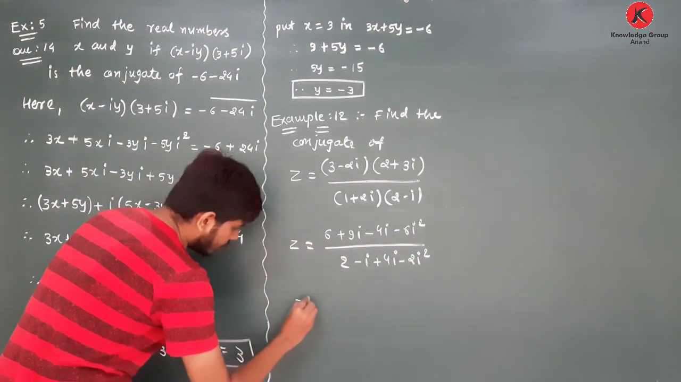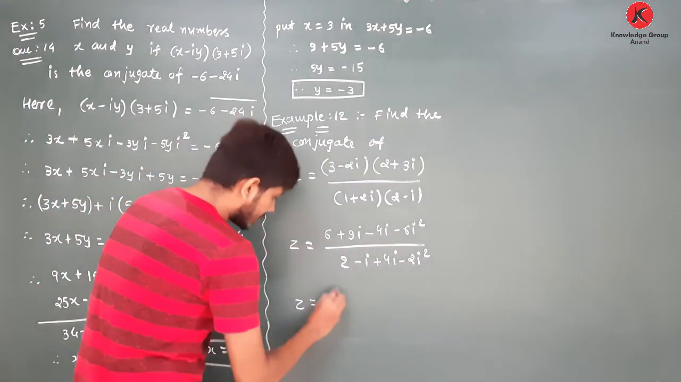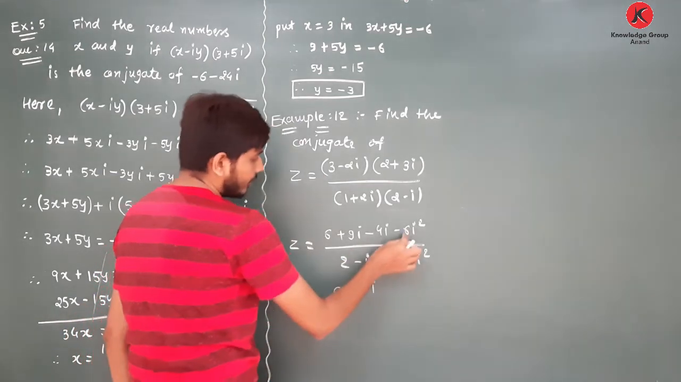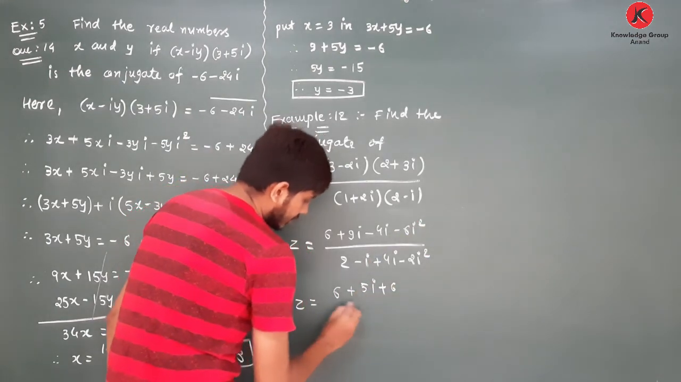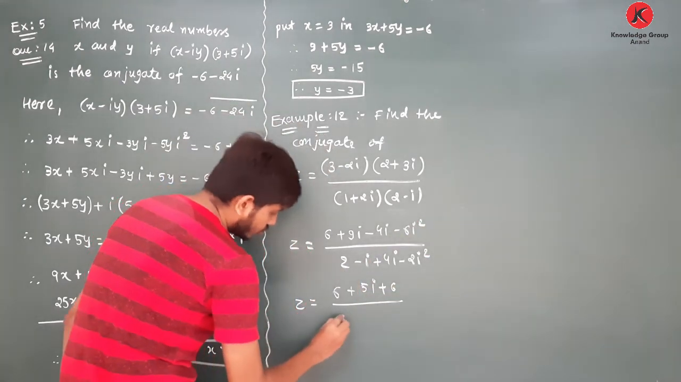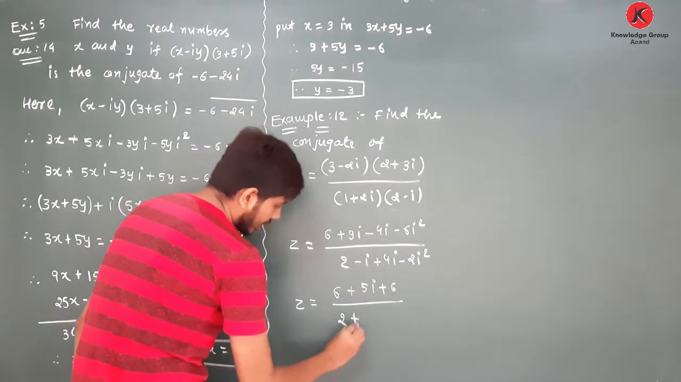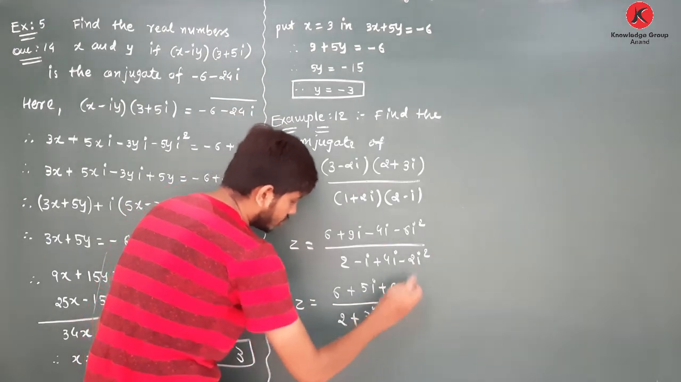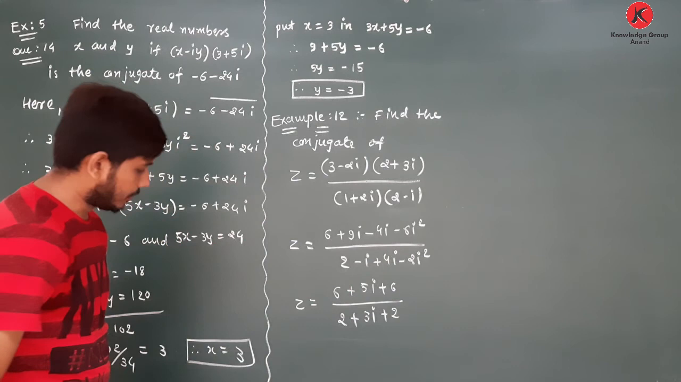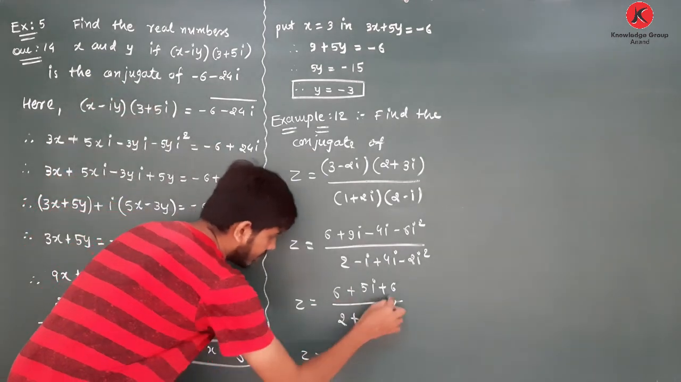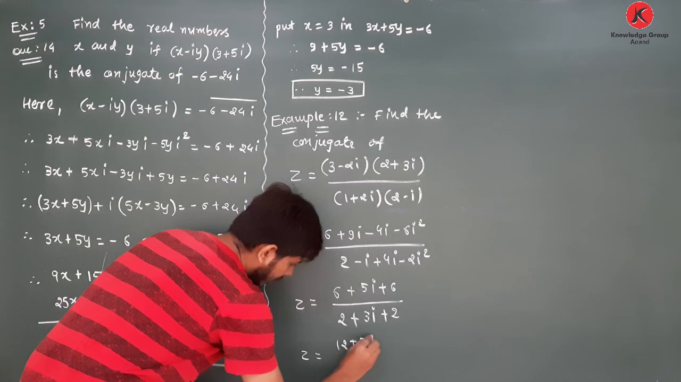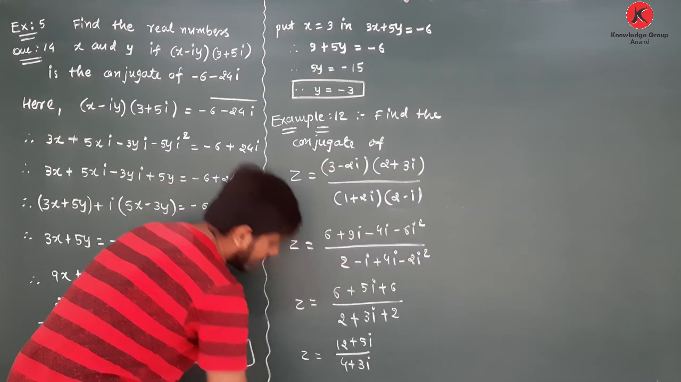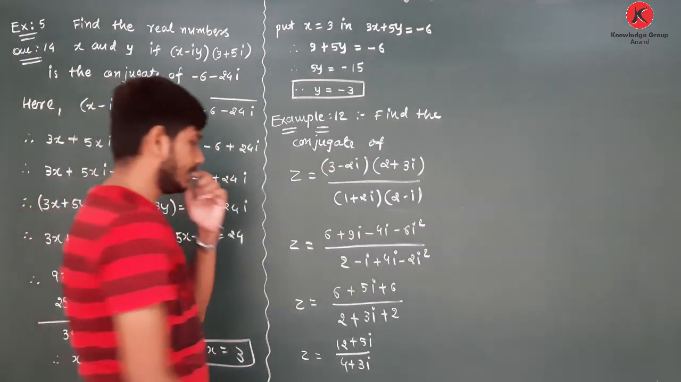Simplify this by putting i square equals minus 1. 6 plus 9i minus 4i, which equals plus 5. This will become plus 6 divided by 2 minus i plus 4i, which equals plus 3i, and this will become i square is minus 1 into minus 2 plus 2. Simplify this. We are getting 6 plus 6, 12 plus 5i, divided by 4 plus 3i.